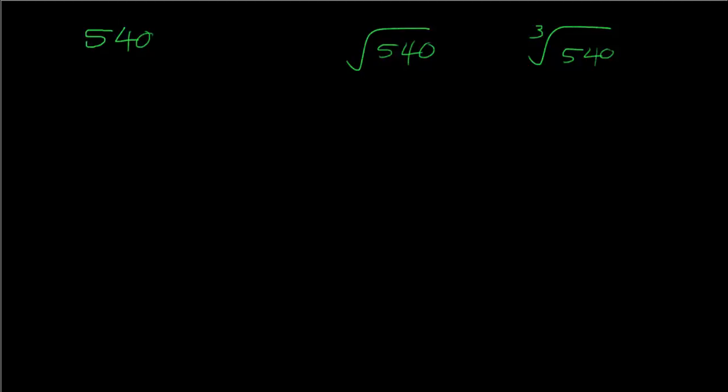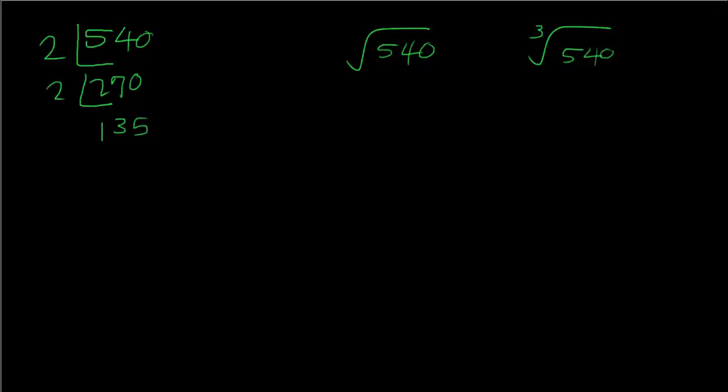So 540, I'm going to start out with 2 because I know 540 is even. Therefore, if it's even, 2 goes into it. And so 540 divided by 2 is 270. 2 still goes into 270 because 270 is even. And 270 divided by 2 is 135.